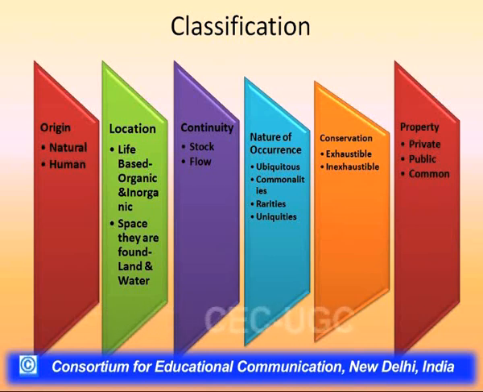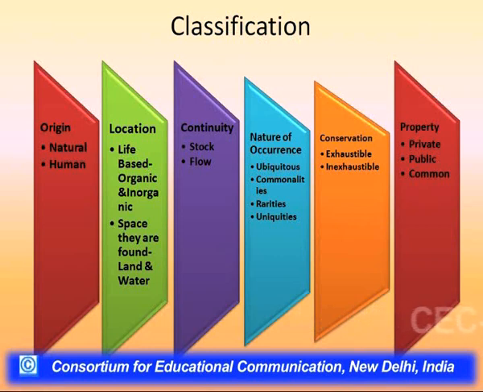Next is the basis of the continuity of resources, meaning stock or flow. Do we have just reserves which we can quantify, or do we have a flow of resources, maybe in terms of water, maybe in terms of air? Or the nature of occurrence, whether it is ubiquitous, where everywhere it can be found, for example oxygen in air, or commonalities, maybe agricultural land. It is not everywhere, but there are many places where we can find agricultural land, or rarities. Very rarely we find that particular mineral, or uniquities. There are just a few places which can be counted, for example tin, where we can find these mineral resources. So, on the basis of occurrence also we can classify resources into different categories.